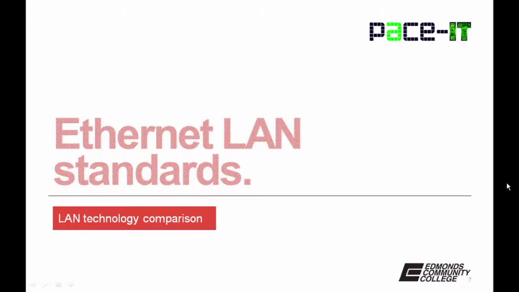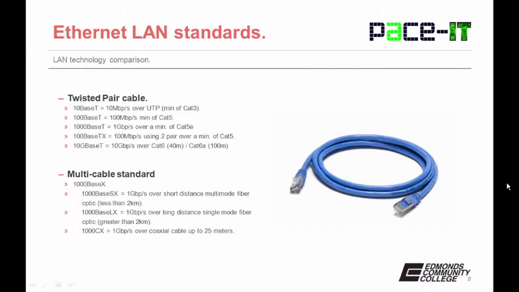Now let's move on to the actual Ethernet LAN standards. There's going to be a fair amount of information on this that you're going to need to remember. And of course, we begin with the most basic that everyone should be familiar with, and that's twisted pair cable. Let's begin with 10 base T. That's 10 megabits per second over unshielded twisted pair. That requires a minimum of a Cat3 cable.